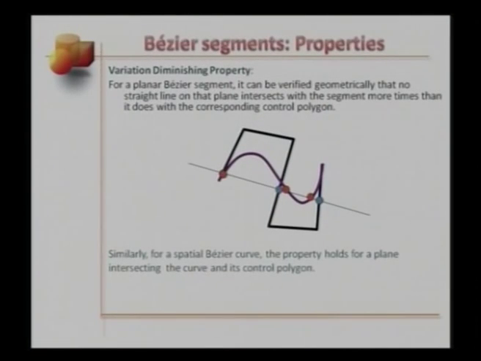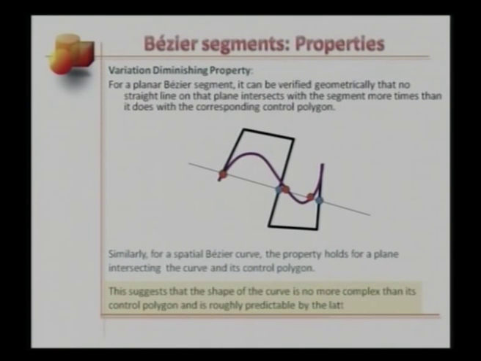In a three-dimensional case, for a spatial Bezier curve, the property holds for a plane intersecting a three-dimensional Bezier segment and its control polyline. This is what I have said before, that the shape of a Bezier segment is no more complex than its control polygon, and it's roughly predictable by the latter.